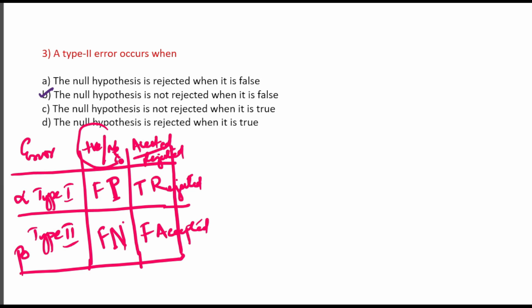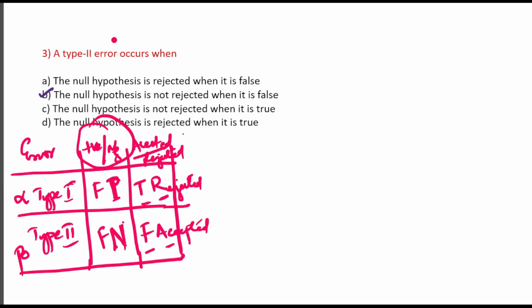Then positives and negatives, what are they? In type 1, invariably you will have a false positive. Then in type 2, it will be a false negative. Then whether it is accepted or rejected: over here on the type 1 side, it is truly rejected, whereas type 2 is falsely accepted. This is the only table you have to remember in the examination.